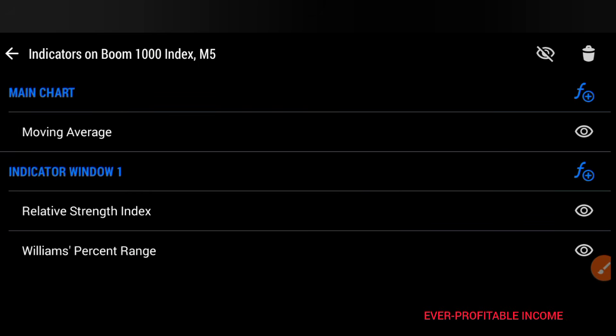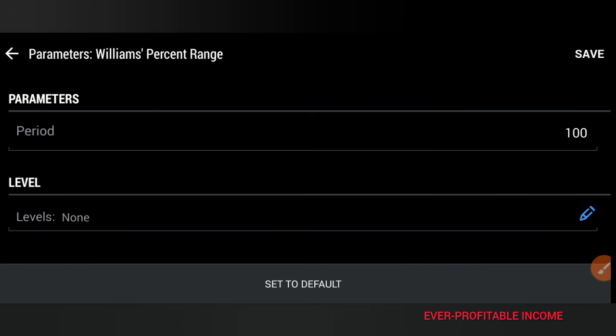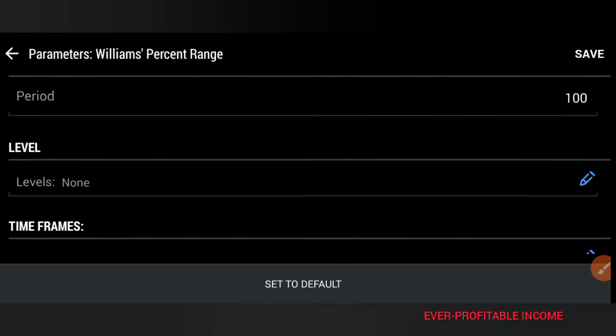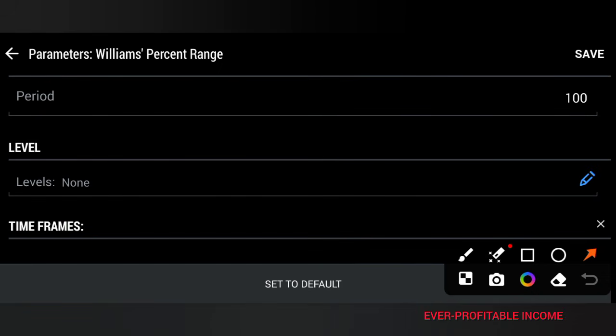Okay, so the next indicator is your Williams percent range. I so much love this indicator. The Williams percent range is just a simple setup, as simple as it is very effective. The Williams percent has the parameter period 100. So it has period 100.